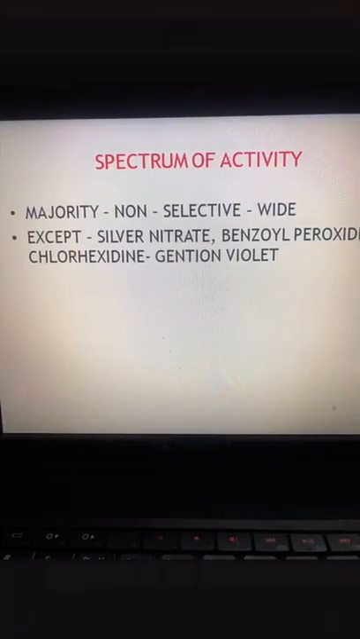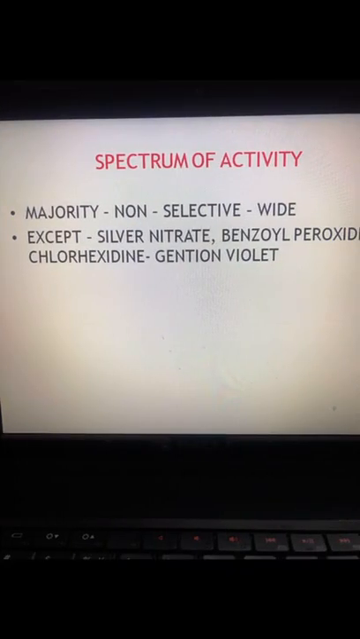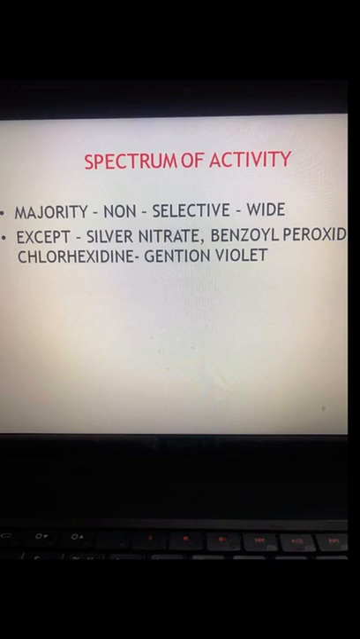So what is the spectrum of activity of these antiseptics and disinfectants? The majority of these drugs are non-selective. It means they can kill bacteria, fungi, parasites, and so on. So they are non-selective, and a wide spectrum of activity is there, except for certain drugs like silver nitrate, benzoyl peroxide, chlorhexidine, and gentian violet, which are mostly useful against bacteria.